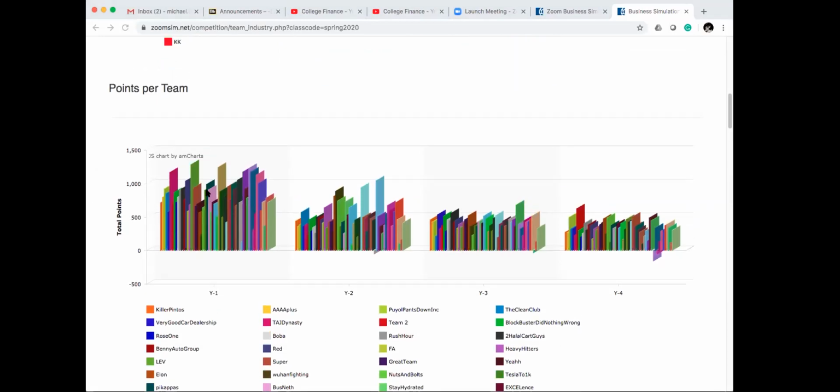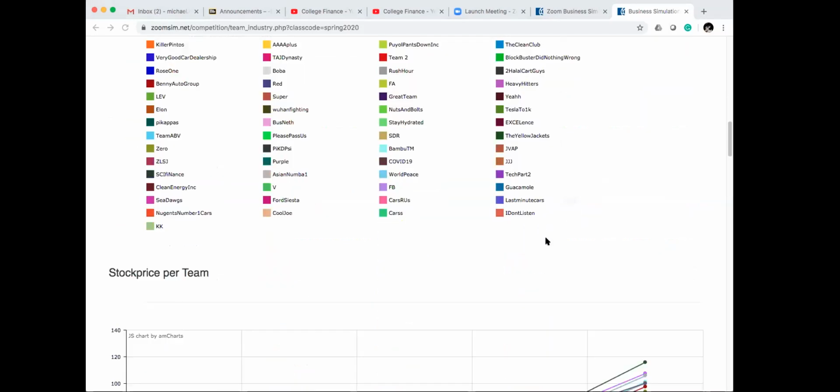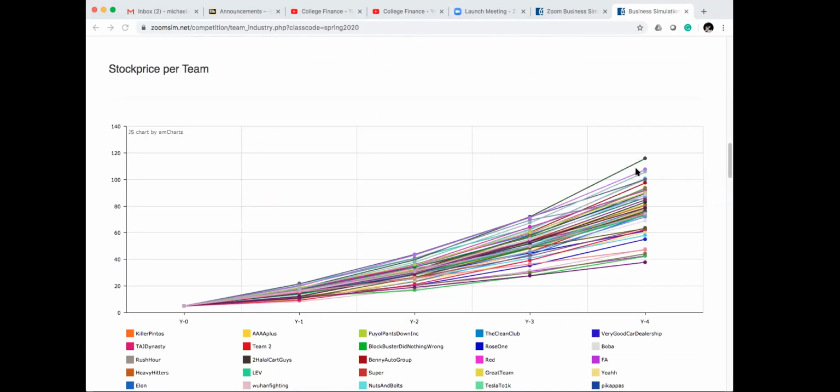So the points for the last round are pretty much on par. Some teams are hitting that 500, most teams getting over 300. So points are pretty steady. We see the stock prices have gone up. Actually, this is the same stock price leader.